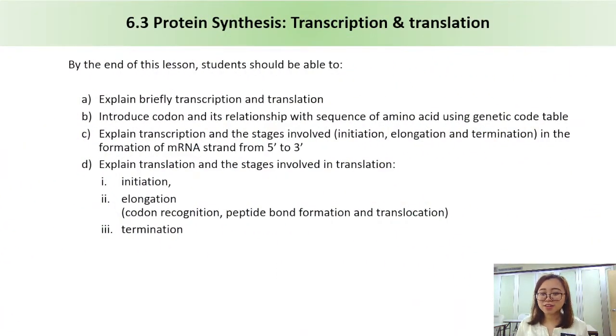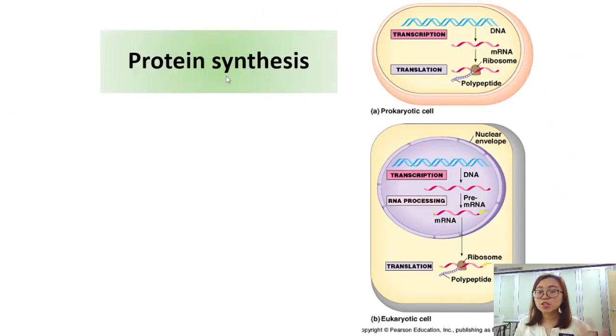So these are the learning outcomes for this subtopic. I hope that by the end of this lesson, you should be able to explain briefly what is transcription and translation, introduce the codon and its relationship with sequence of amino acid using genetic code table, explain transcription and the stages that are involved in the formation of mRNA strand from 5' to 3', and last but not least, explain translation and the stages that are involved in translation. So let's get started with protein synthesis.